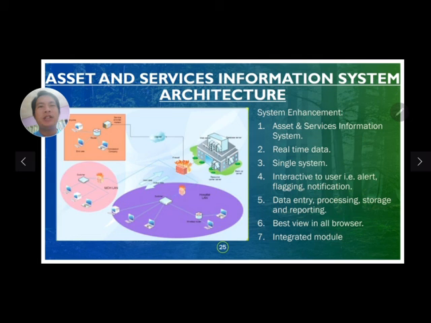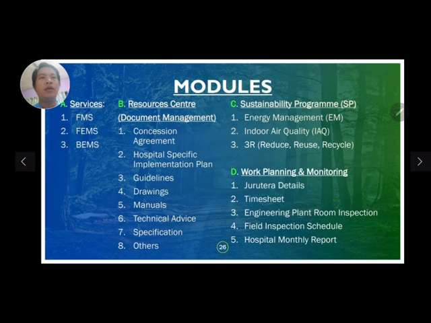Salam damai, salam sejahtera. My name is El Torret. Now I will present the Asset and Services Information System Architecture. System enhancement: 1. Asset and Services Information System. 2. Real-time data. 3. Single system. 4. Interactive to user, for example alert, flagging, and notification. 5. Data entry, processing, storage, and reporting. 6. Best view in all browsers. And 7. Integrated module.